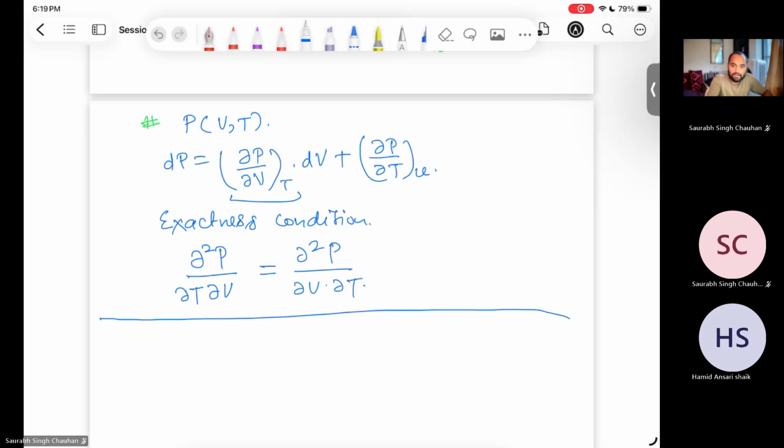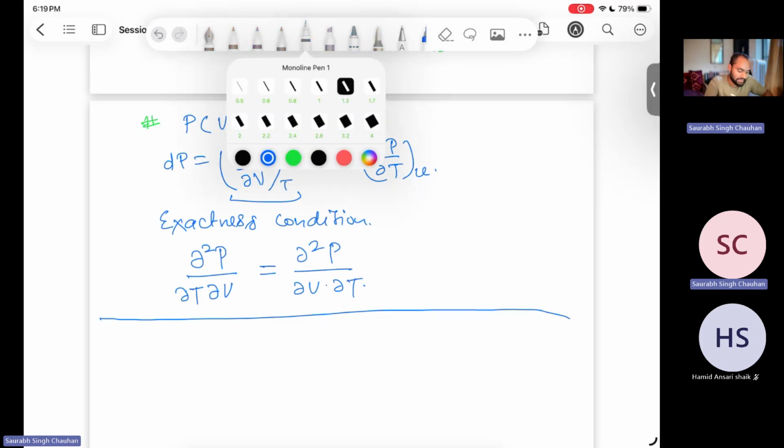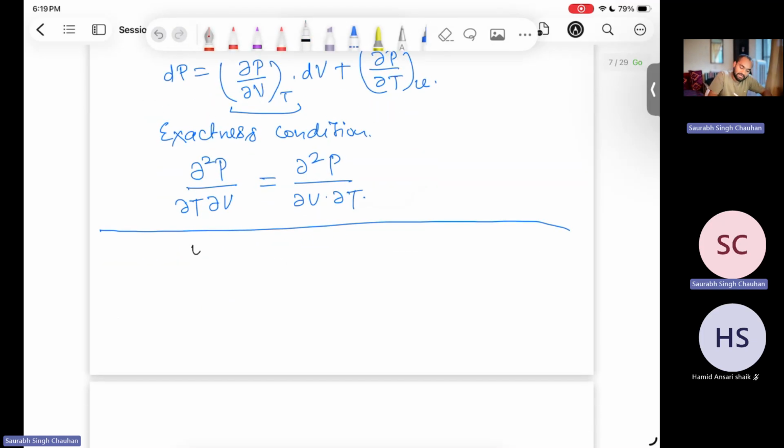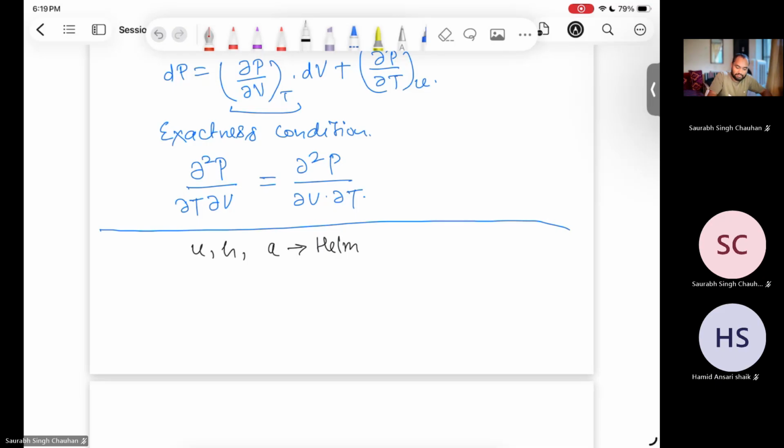Now there are certain quantities, for example internal energy and enthalpy, and two more quantities that we have not mentioned till this lecture. They are the Helmholtz function and the Gibbs function.